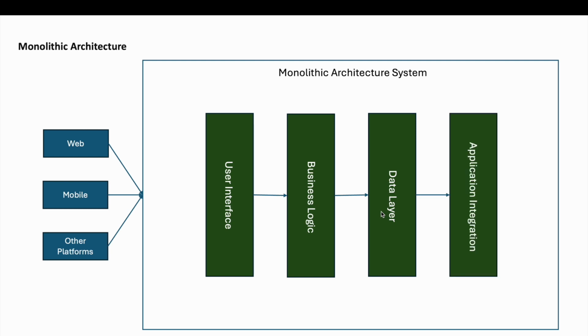Next, we have application integration, which integrates with other systems through APIs or messaging systems as part of the single application stack. This is the entire structure of a monolithic architecture system. Very simple and straightforward. Now, what are the benefits?